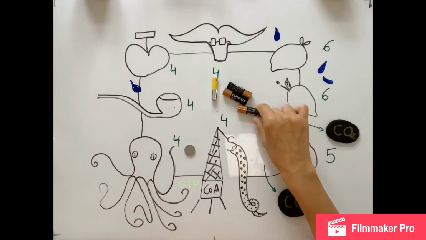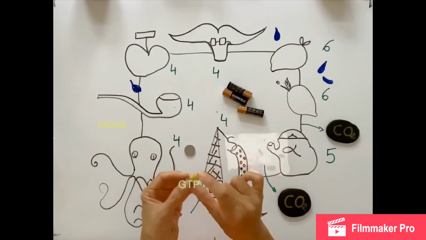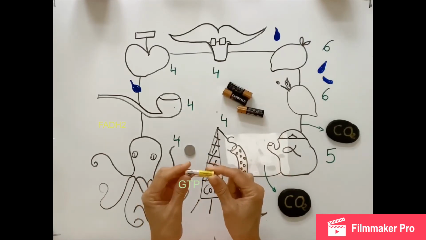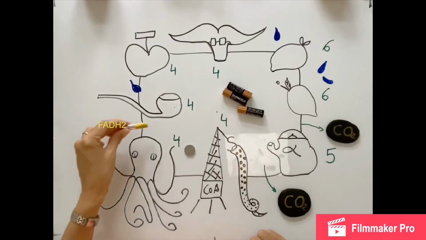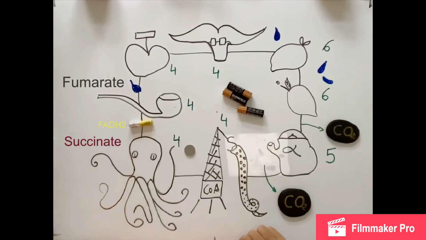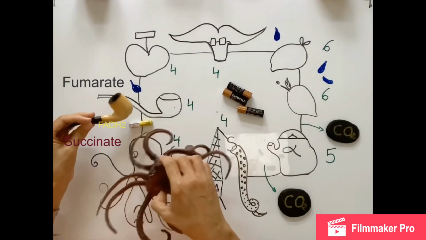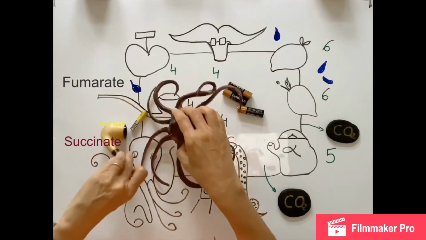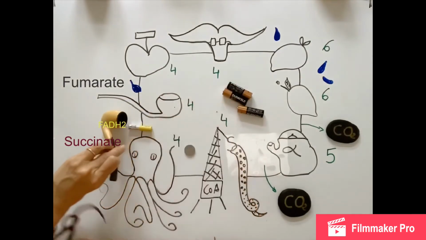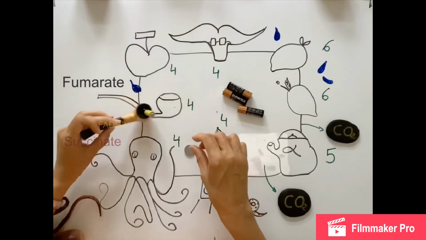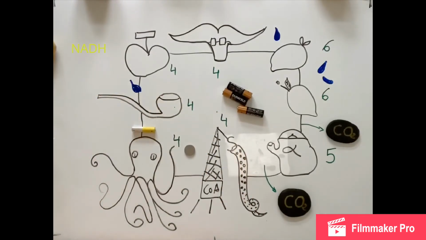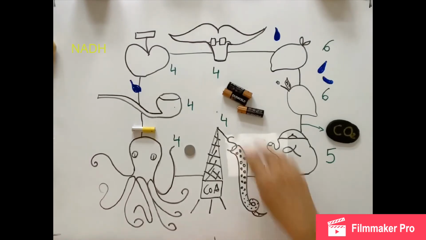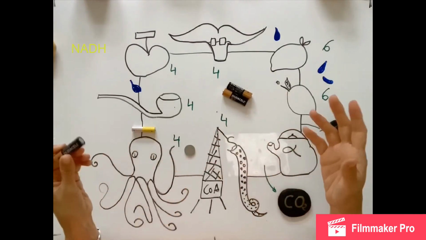The next one is this one. FADH is a slightly larger production. It's equivalent roughly to 2 ATPs. And it will come in here between the succinate and the fumarate. And again, it's not difficult to see the octopus giving the pipe a battery. It stays there. The next 3 are going to be located in the areas where no water is involved.